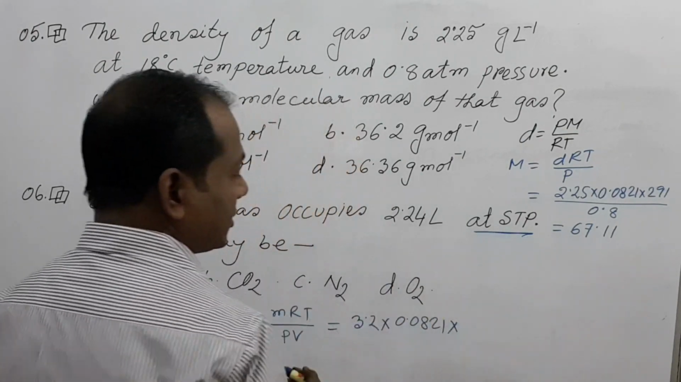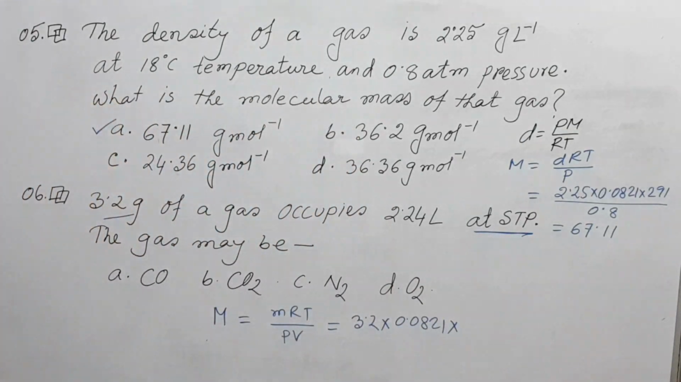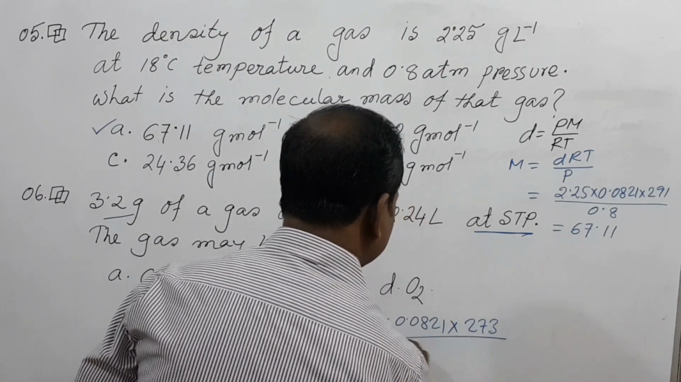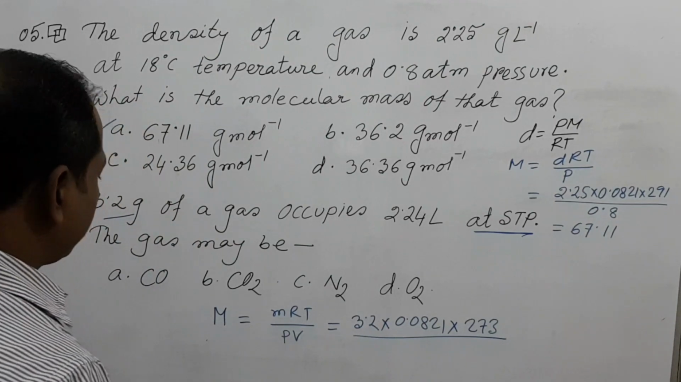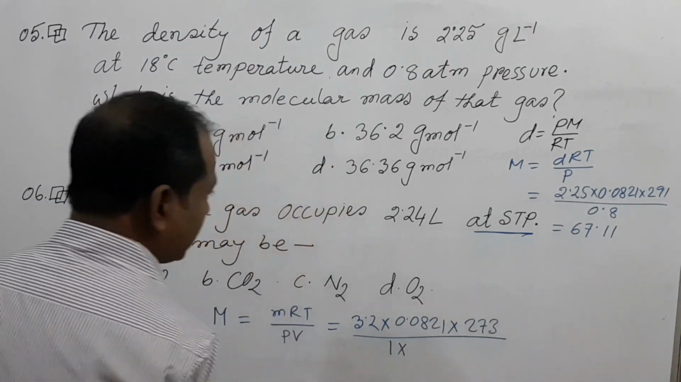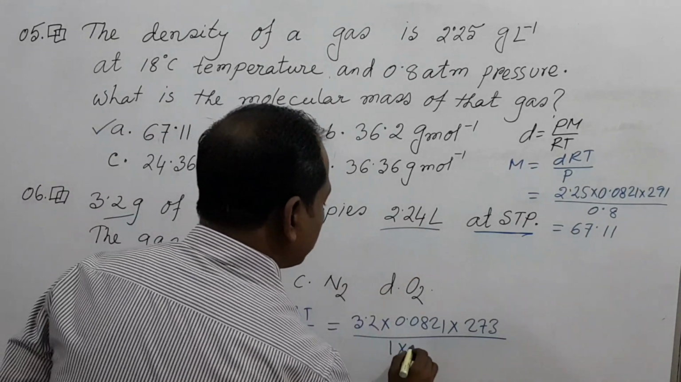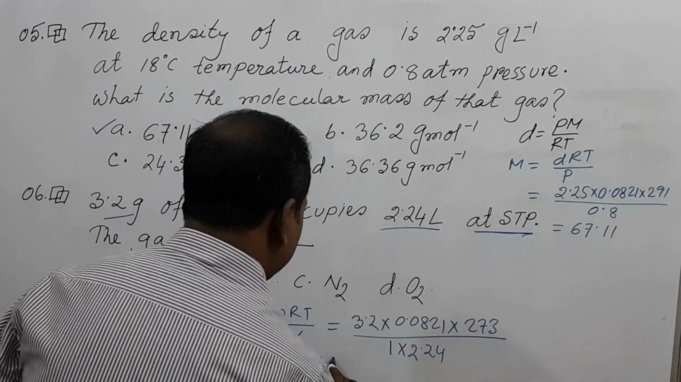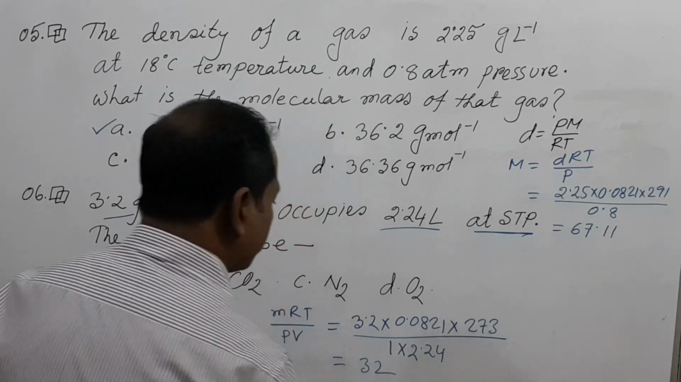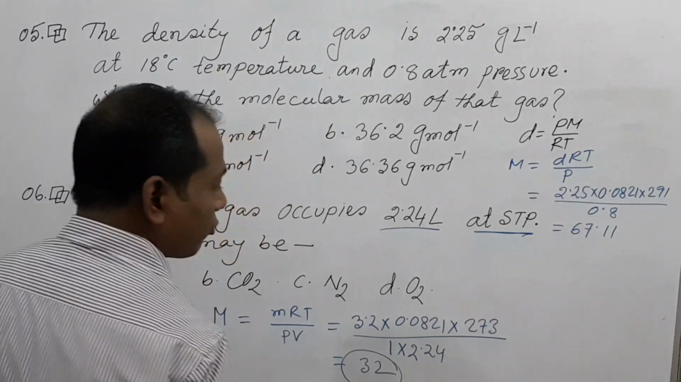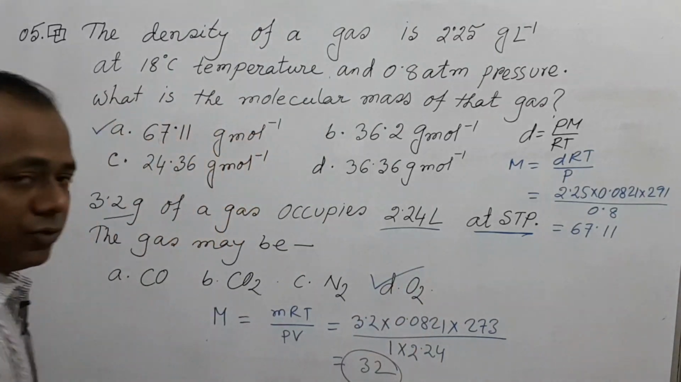here given STP, so the temperature is 0 degree centigrade, that means 273 Kelvin, and at STP pressure P equal to 1 atmosphere and given volume is 2.24 liter, and we get the answer is 32. We know that the molecular mass of oxygen is 32 gram. So the answer is D.